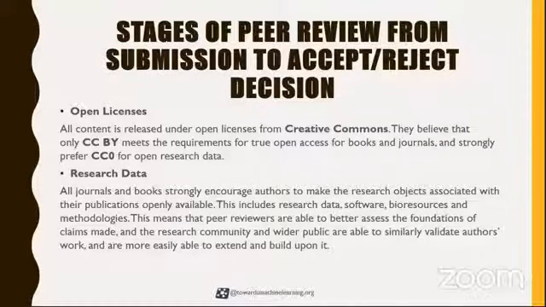The research data: all journals and books strongly encourage authors to make the research objects associated with the publications openly available. As I told you, this includes research data, software, bioresources, and methodologies. This means that peer reviewers are able to better access the foundations of claims made, and the research communities and wider public are able to similarly validate the author's work. Everyone will be able to see that you have performed research on a particular data source, so you have reached this conclusion. This part I told you earlier also. You should mention everything. You should not hide anything from the peer review process.